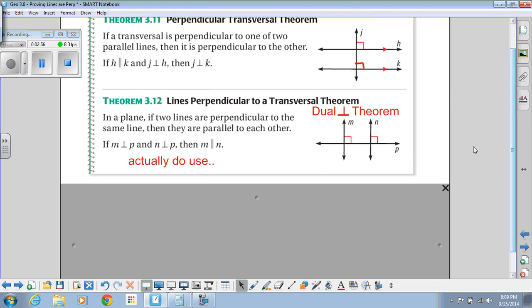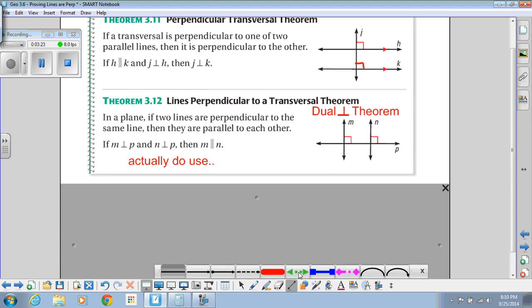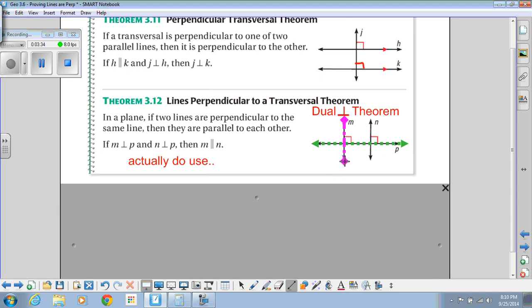This last theorem, though, is going to be our most useful theorem in proofs, and it's called the lines perpendicular to a transversal theorem in our book, but you can use dual perpendicular theorem for shorthand if you'd like in your proofs. So in this theorem, if we know that M and N, these two lines, see how they are perpendicular to this same line, this line P. So if we know that two different lines are perpendicular to the same line, then we know those two lines are going to be parallel to one another. So M and N are then parallel to one another.